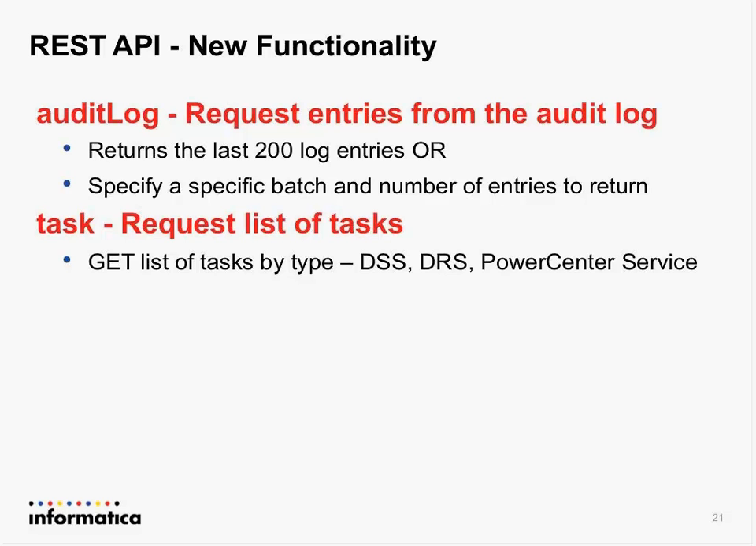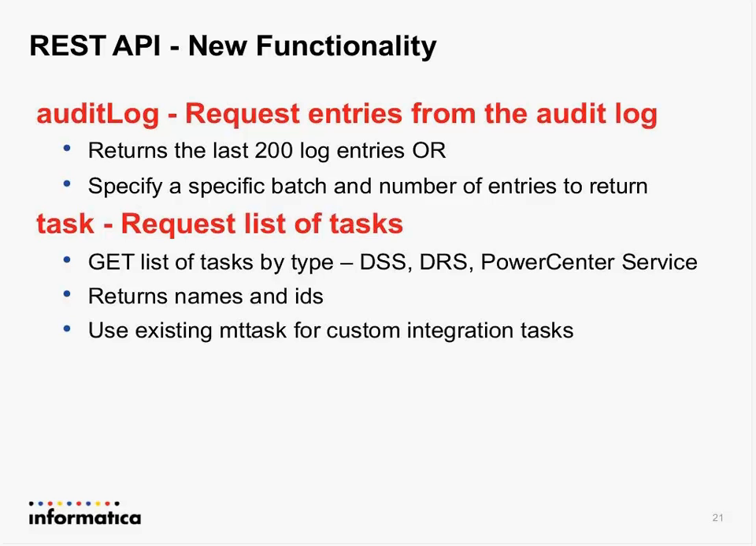This next one, the task, I think a lot of people have been asking for this, especially if you're trying to build your own administration or monitoring console. So you can now get the lists of tasks back with their names and their IDs from the active list. And of course, you can specify what kind of task you want to see. So if it's a DSS synchronization task or a replication service task, etc. Previously, what was available was the MT task for interacting with the custom integration tasks. So I'm sure there's quite a few people out here that are pretty happy that we've added that functionality finally.